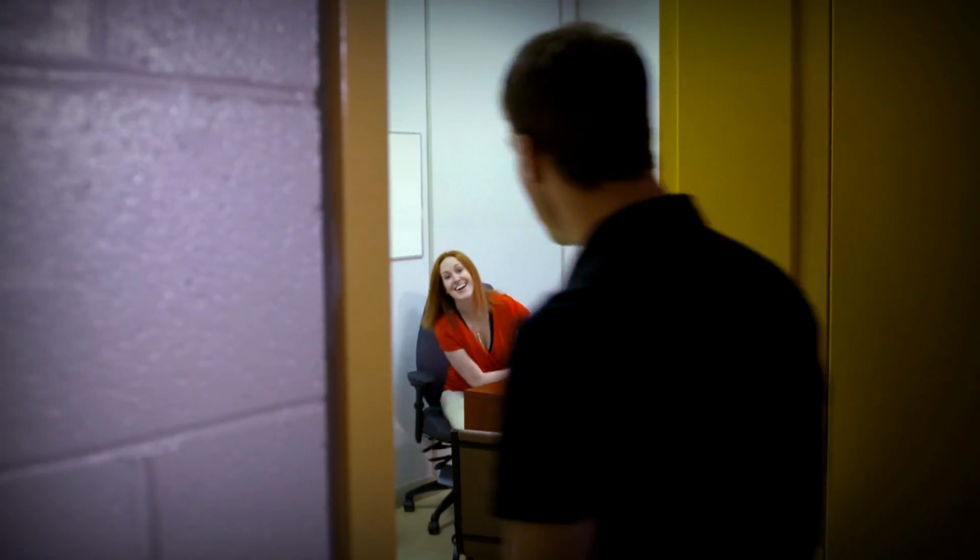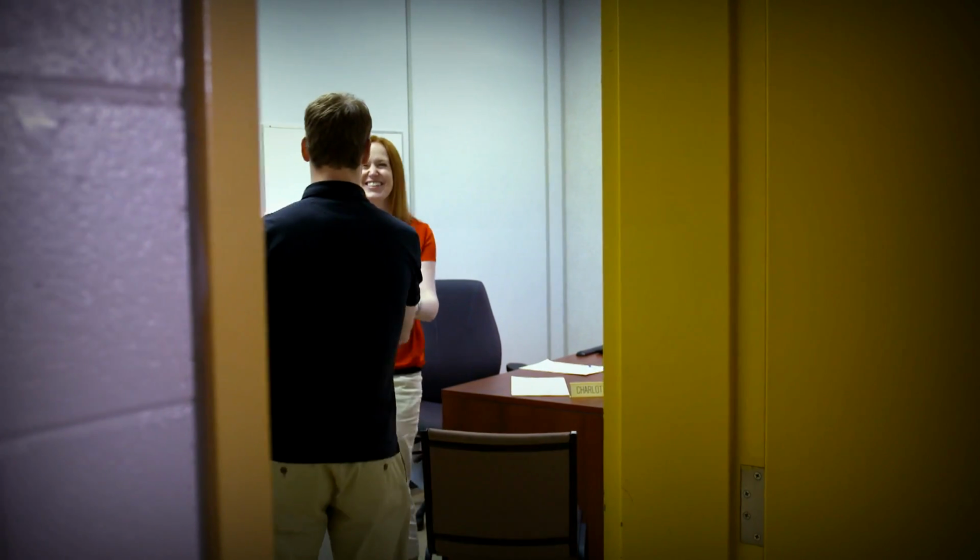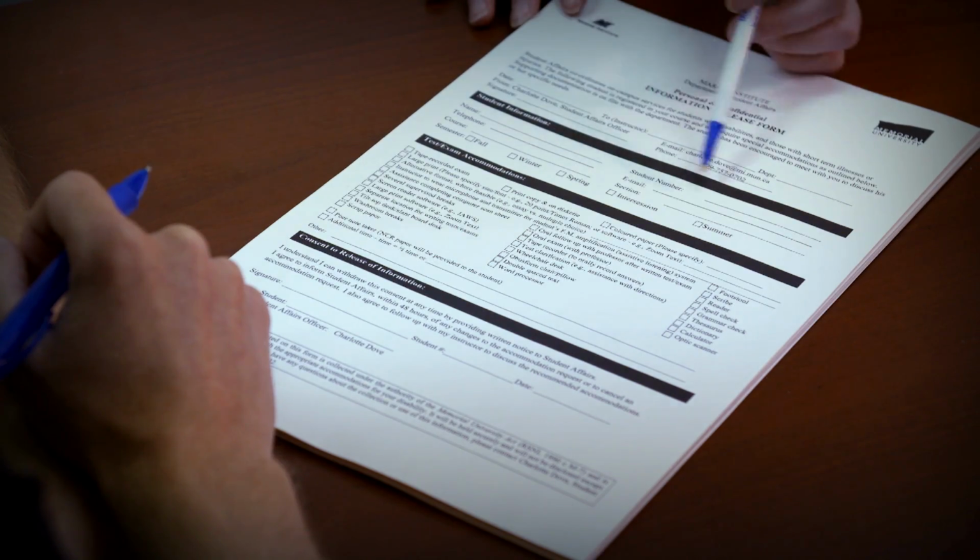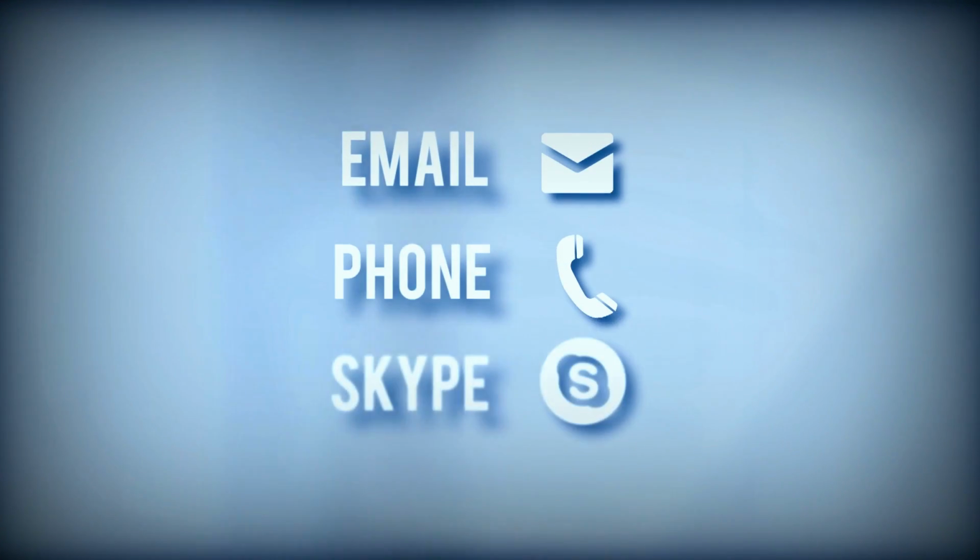Your first step is to contact Student Affairs to arrange a time to discuss your accommodation needs. It's best to do this before the school year begins so that your accommodations can be in place when your classes start. We can do this in person, but if you are going to be away from campus or you are a distant student, other arrangements can be made. For example, email, phone, or Skype.